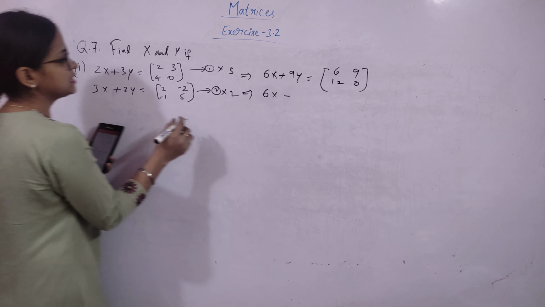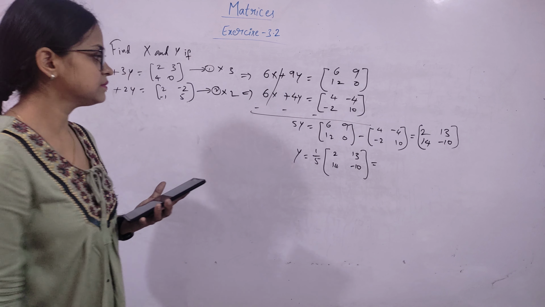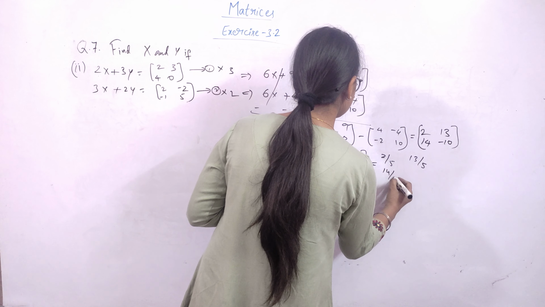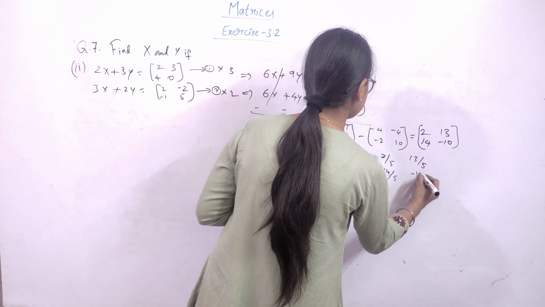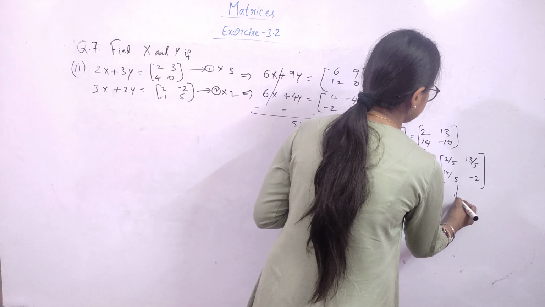So y is equal to 1 by 5 into 2 13 14 minus 10. We divide all the elements, so this becomes 2 by 5, 13 by 5, 14 by 5, minus 10 by 5, which is minus 2. So this is the value of y. Now simply call this equation number 3.